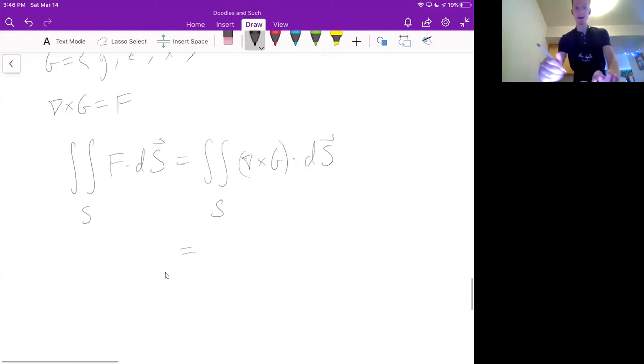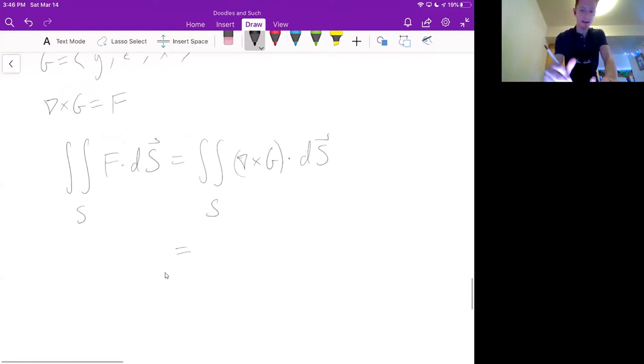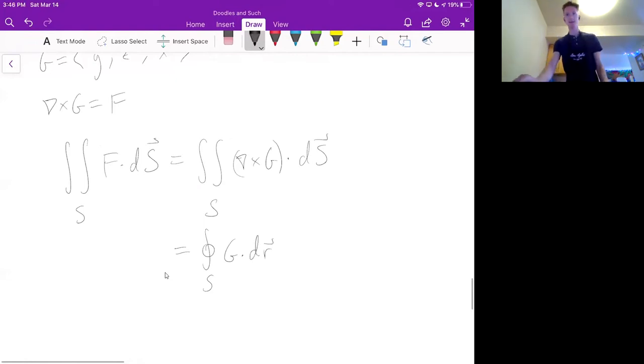Right, exactly. Integral over the boundary of S, g dot dr. And it's been a little while since we did this, but remember that the surface S was that apple-shaped thing. So what is the boundary of that surface?